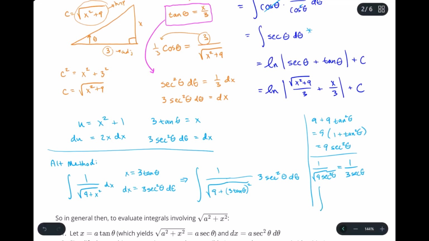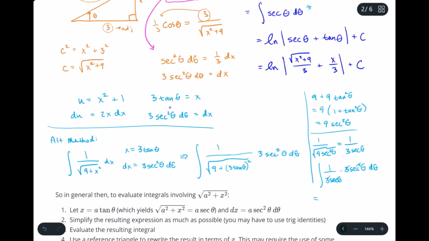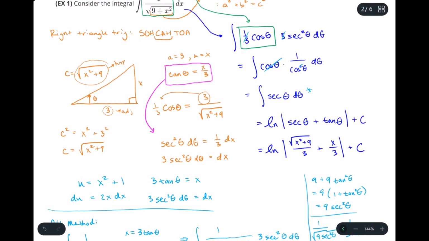So your integral then becomes 1 over 3 secant theta times 3 secant squared theta d theta. The 3's cancel just like before. Secant goes into secant squared, and we're right at where we were before. So secant theta d theta. You can do it that way. It will work every single time. Or you can use the triangle to do the substitution, whatever works best for you. I will use the triangle because I like that method better, but you can absolutely use the method the book shows as well.